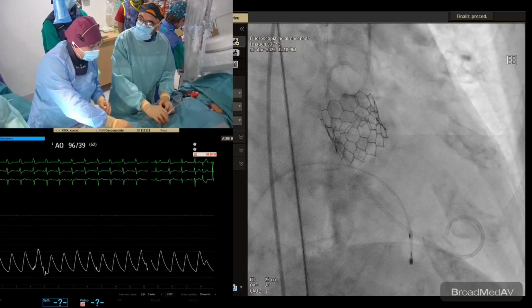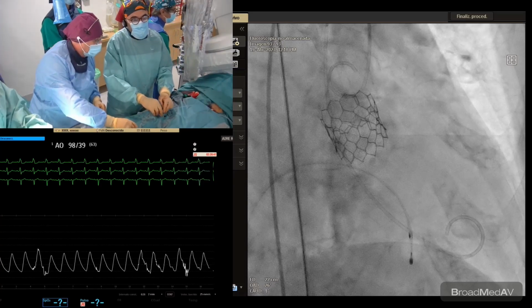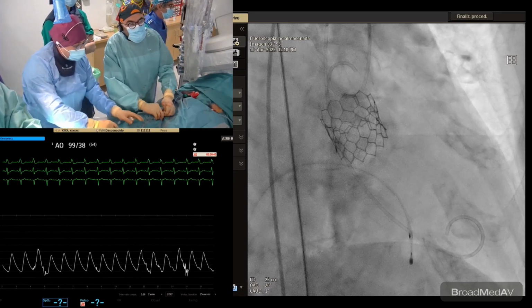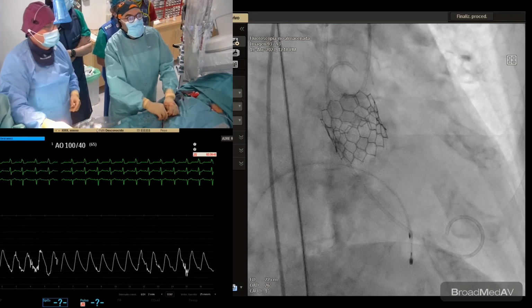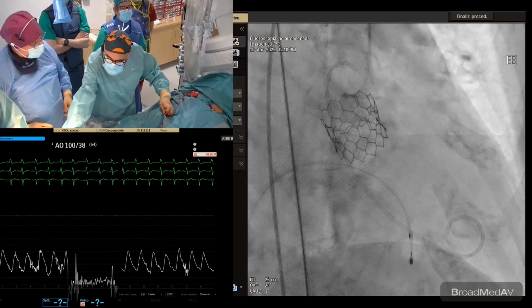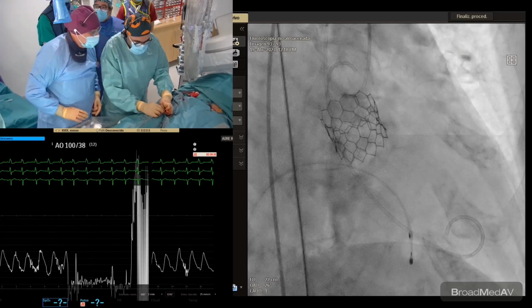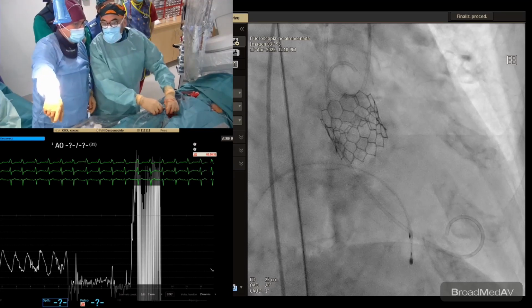This is a new cath lab. I am going to see what is the pressure of the left ventricle. As I told you, this is a new cath lab we have now. We are going to interchange the pressures. I don't know if we can.